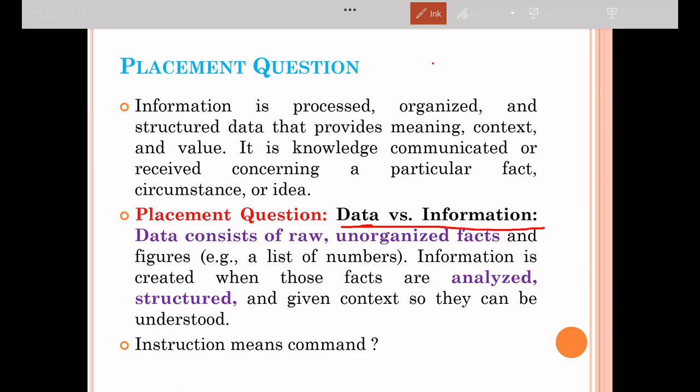The actual definition of data: data means raw and unorganized facts; there is no meaning. If you want to give it meaning, that is information. Information means facts that are analyzed and structured. Structured, meaningful data is called information.